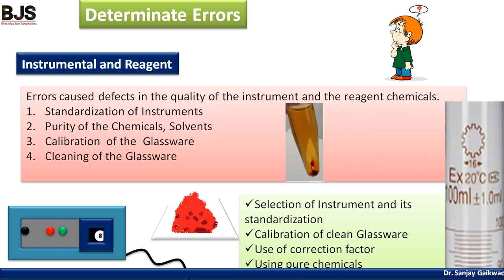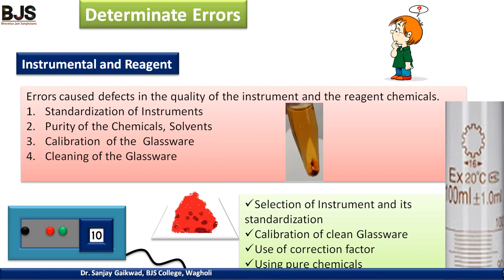Now the second determinate error, for example instrumental and reagent error. These errors are added, or a defect is given by the quality of the instrument, reagent and chemicals. In case of instrumentation, the standardization of the instrument, the purity of the chemicals and solvent, the calibration of the glassware, and the cleaning of the glassware. These types of factors are added into the error.